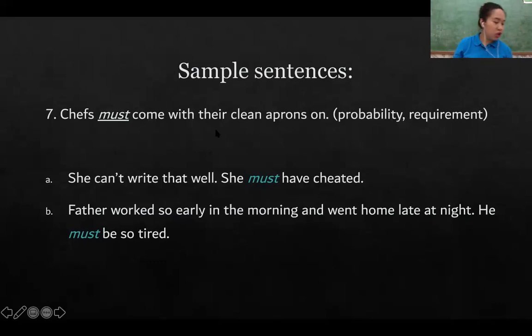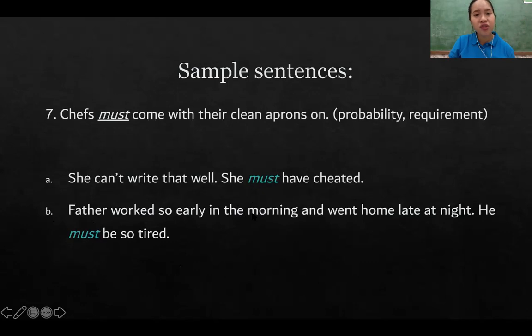So, example here. Okay? She can't write that well. She must have cheated. So, maybe she cheated. She won, but she can't write well. How come? She must have cheated. There's a probability. Okay? The modal must is used. But other examples also, if the use of must is a requirement, we can have it this way. She must cheat in order to win. Okay? To win, she has to cheat. Okay? So, that is how it is used.